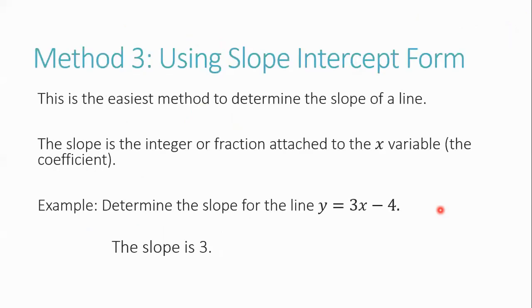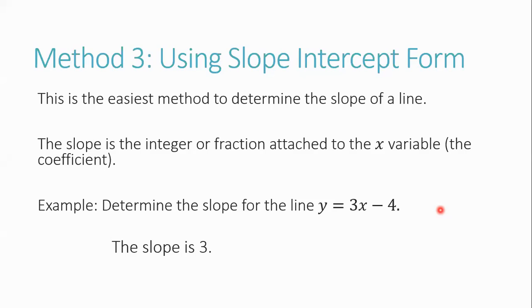So once again, using this method, this is the easiest method to determine the slope of a line. And so the slope will always be an integer or a fraction, as stated earlier, attached to the x variable or the coefficient of x, which is basically the number that is directly in front of x. So we have another example at the bottom of the screen.